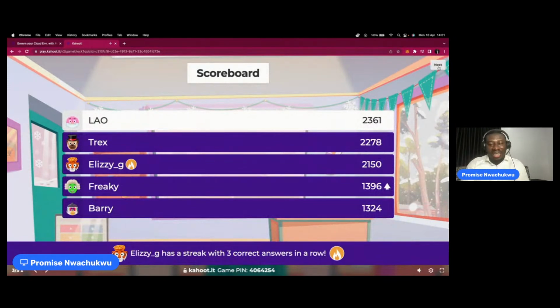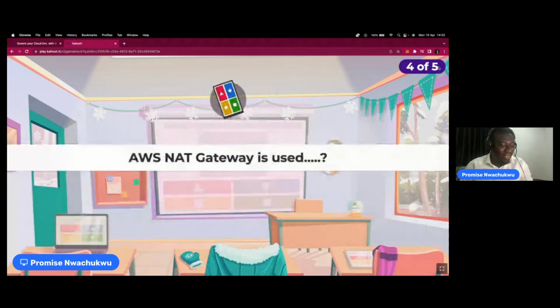Wow, Lao is still topping the charts. Lao, keep it up, keep it up. But I see there was a change between Barry and Freaky. Freaky just joined the list, if I'm not mistaken. But we still have Lao, Trex, and Elizi maintaining the first 3 positions. So let's go over to the next question and let's see if Lao will still be there, or maybe Trex is going to beat him, or Elizi. All right, on to the next question.